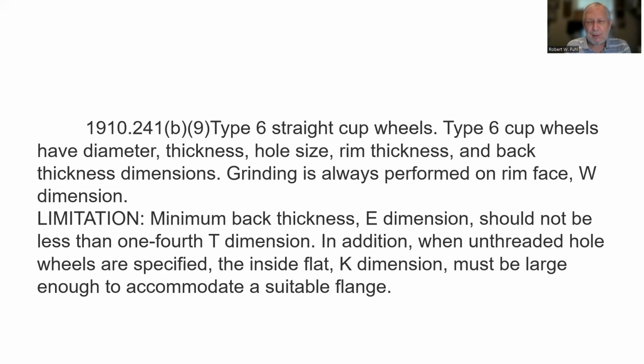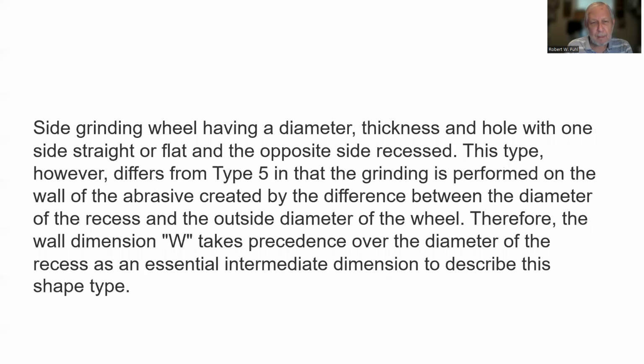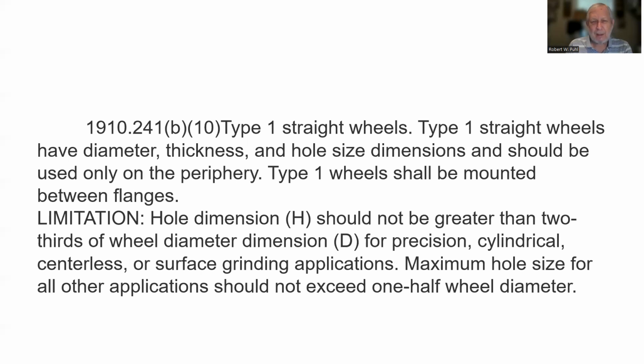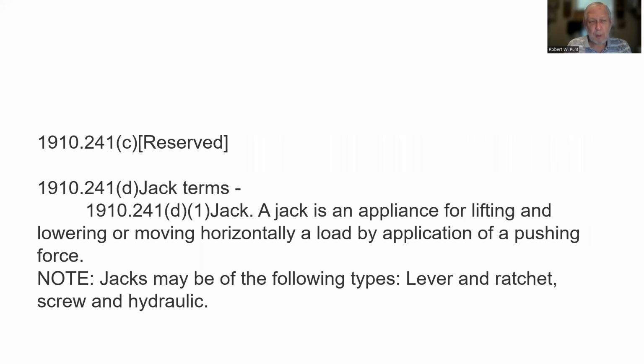Type 6 straight wheels. Again, we're not going to look at all these nuances here. Side grinding will have a diameter, thickness, and hole with one side straight or flat and the opposite side recessed. And that differs from type 5. But again, we're not going to get into all these peculiarities of the different types of grinding wheels. If you want to see them, they're in the book, but these won't be on a test or anything like that.